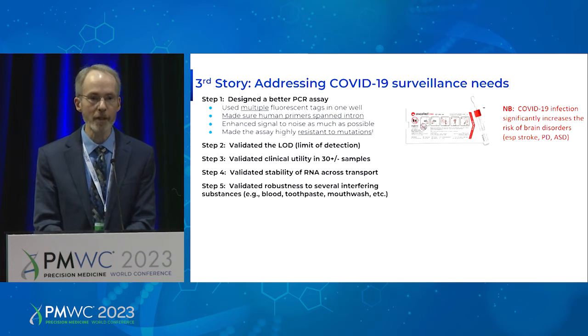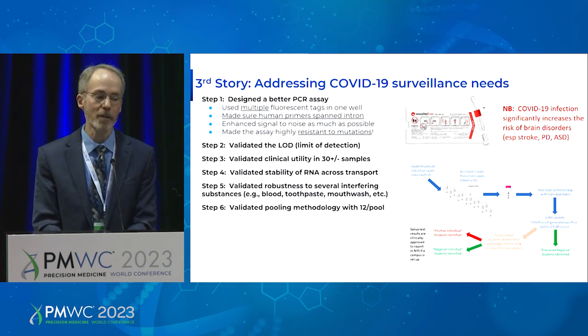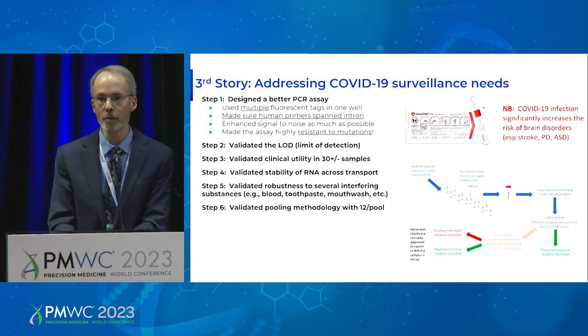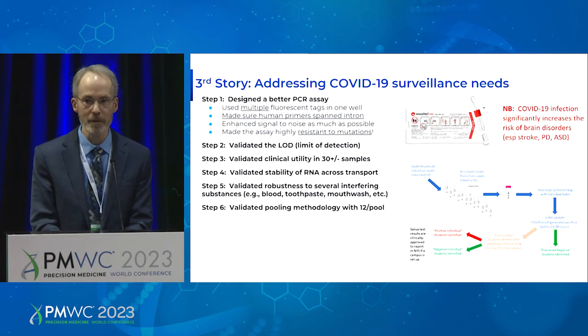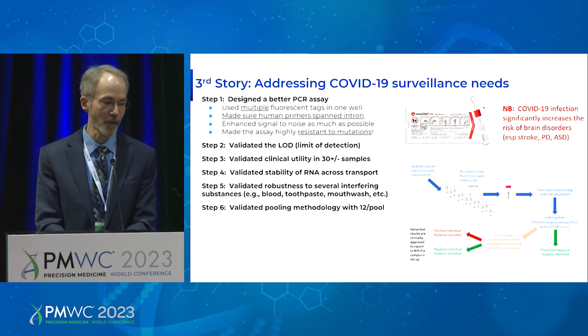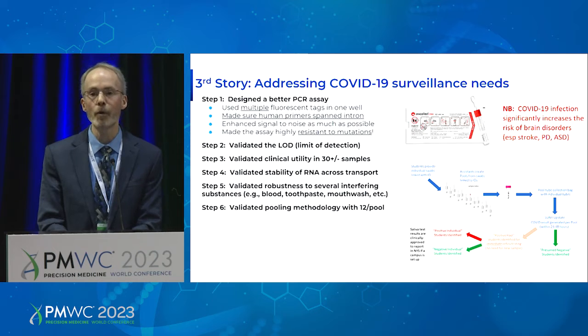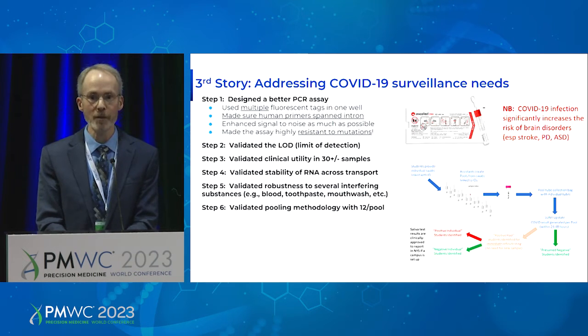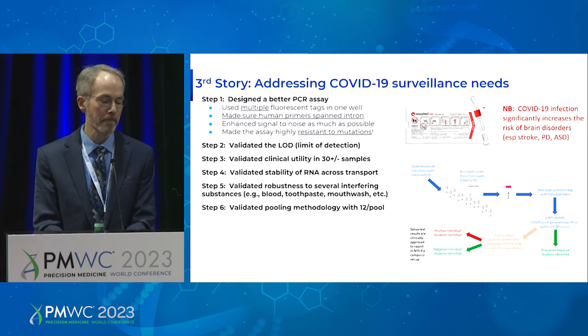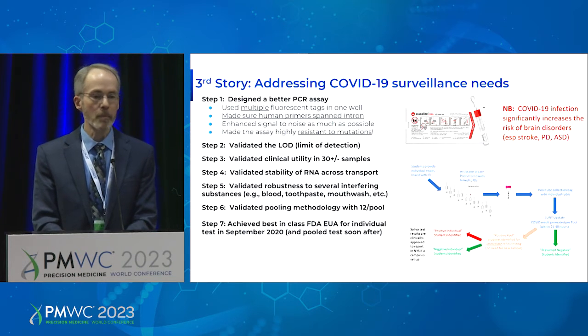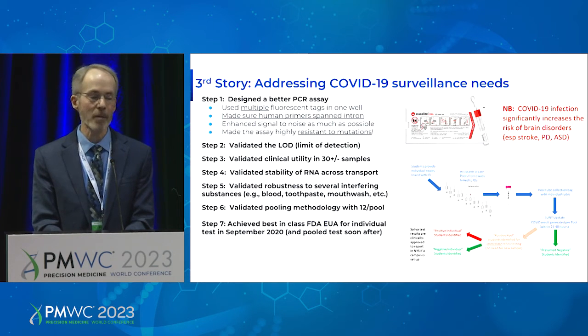While we were doing that on the individual tests, we developed a pool test methodology so we could combine up to 12 samples with no loss in sensitivity and rapidly process in a single lab more than 30,000 samples a day, which we did during the peaks of the pandemic. The best-in-class designation was achieved for the saliva testing individual and pool test methodology that we developed.